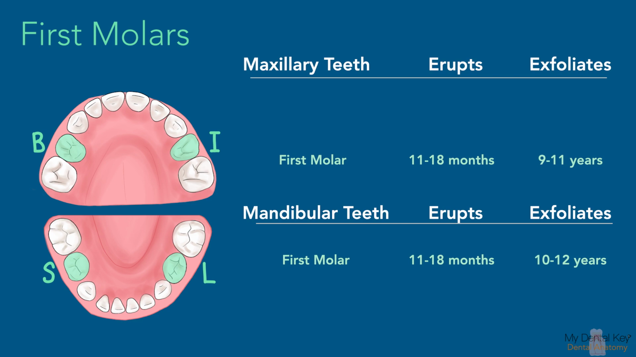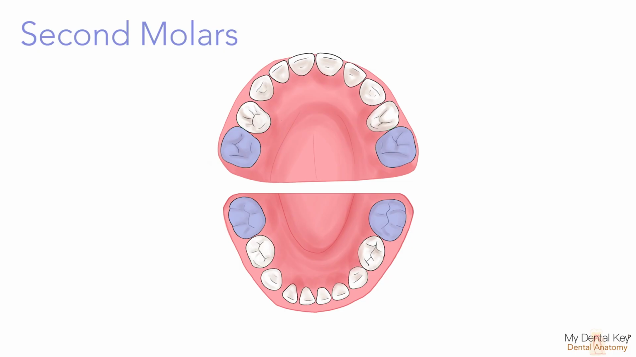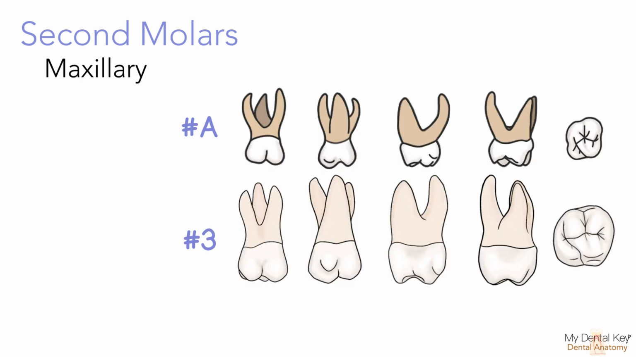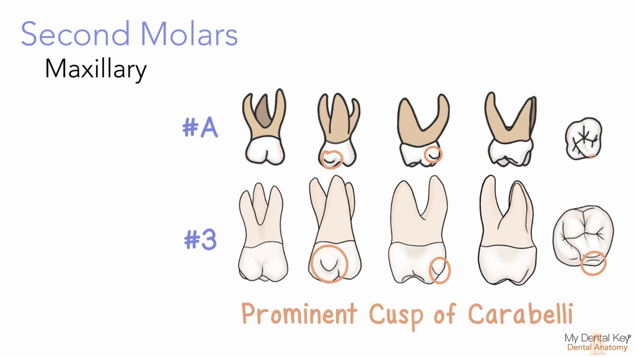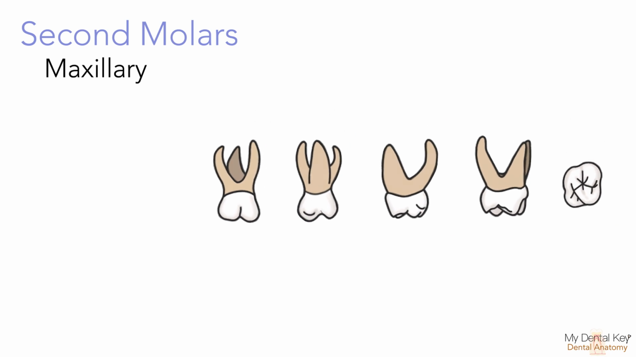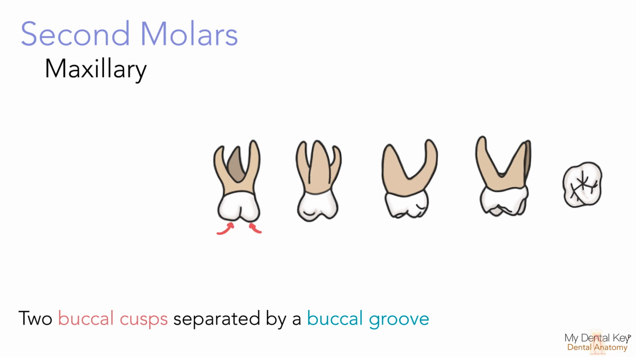maxillary first primary molars. Finally, let's talk about the second primary molars, number A and number J in the maxilla, and number K and T in the mandible. The primary maxillary second molar is very similar to the first permanent molar, including the presence of the prominent mesiolingual cusp of Carabelli. Number A and number J have 2 well-defined buccal cusps with a developmental groove in between them.